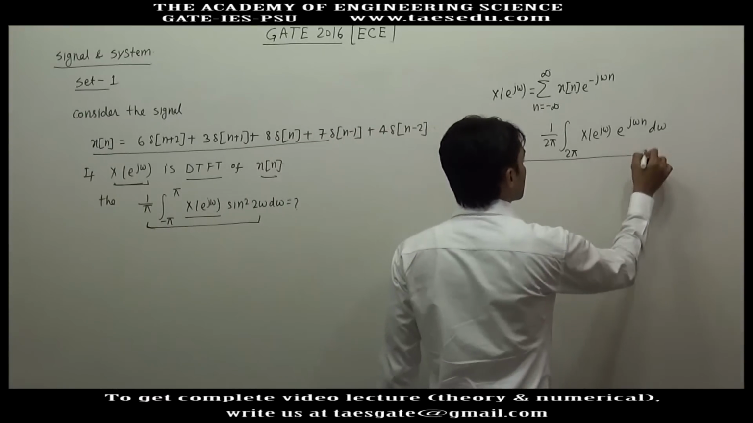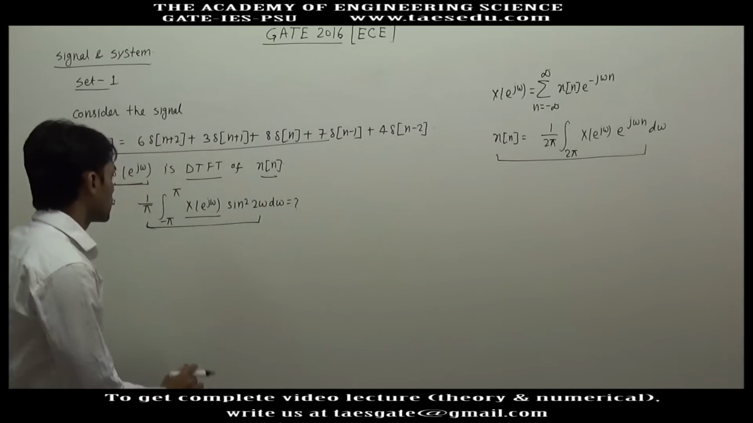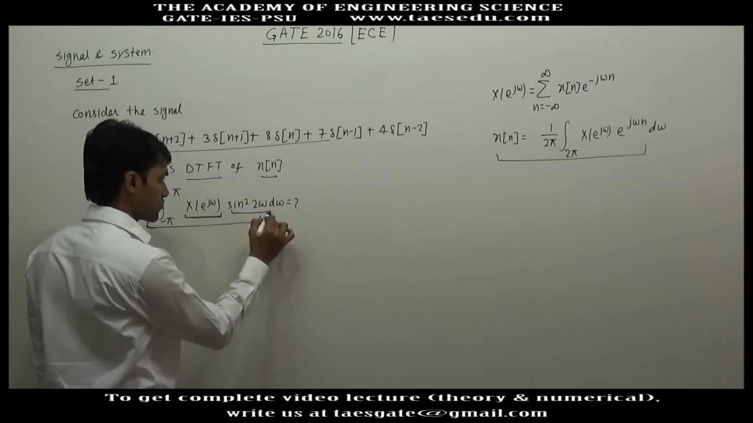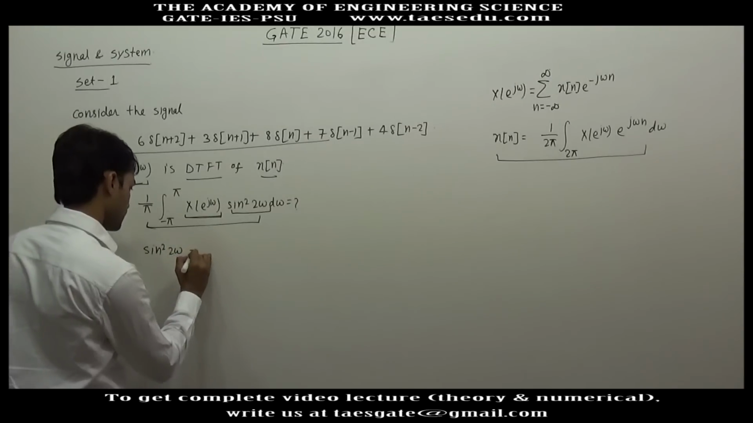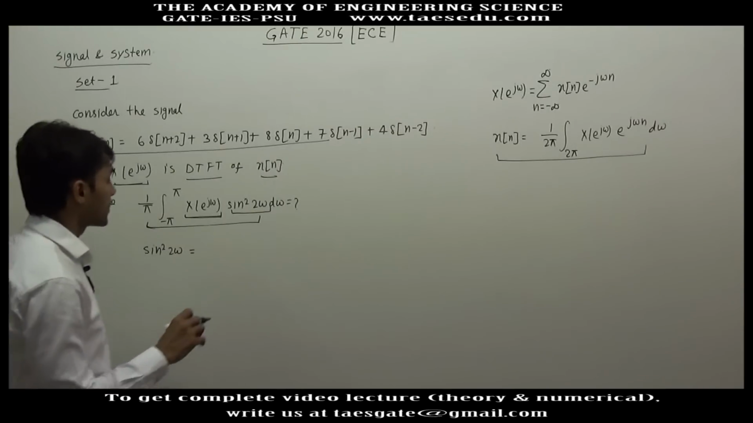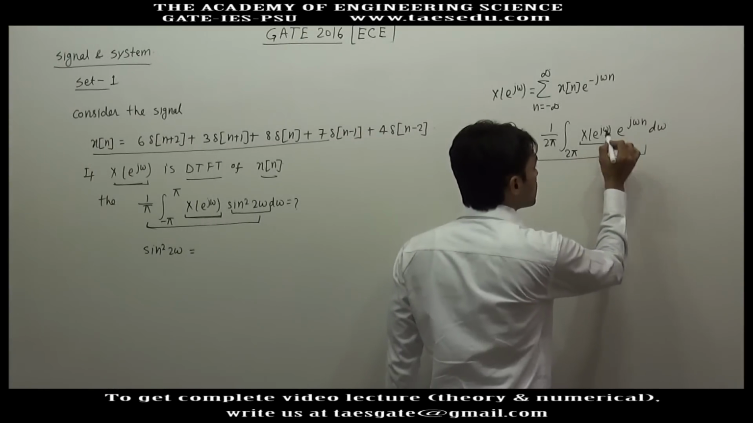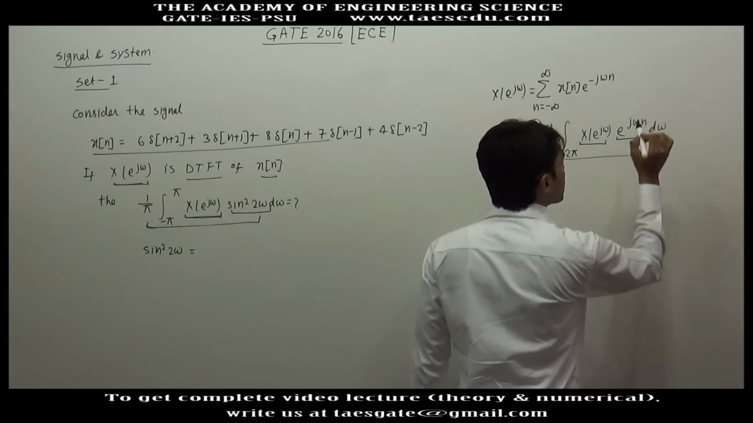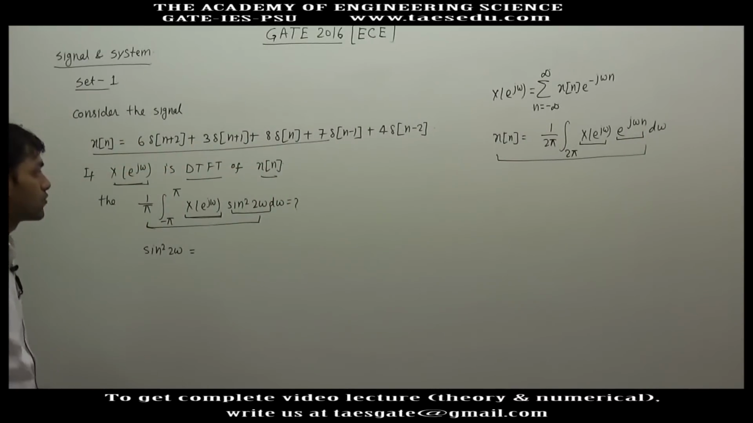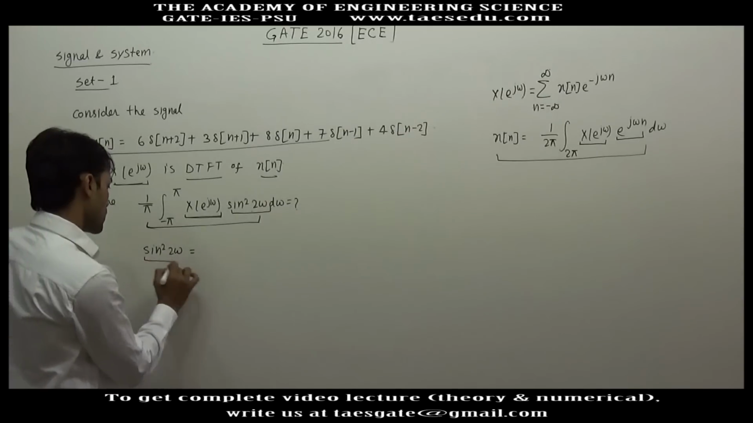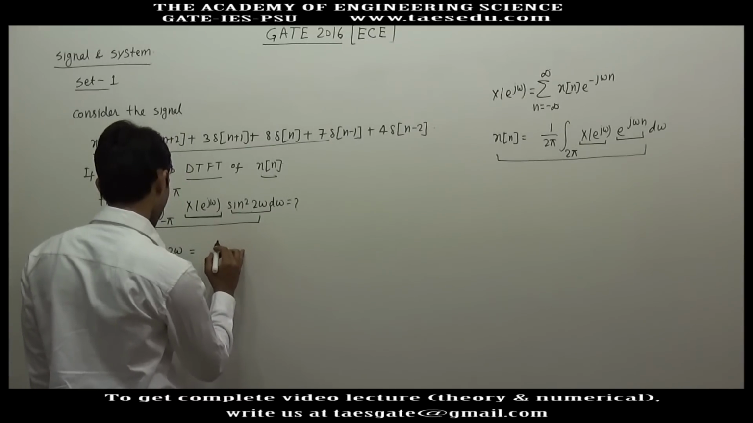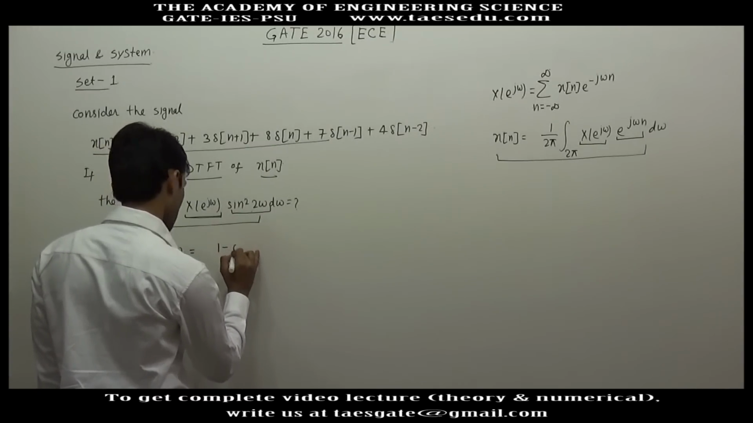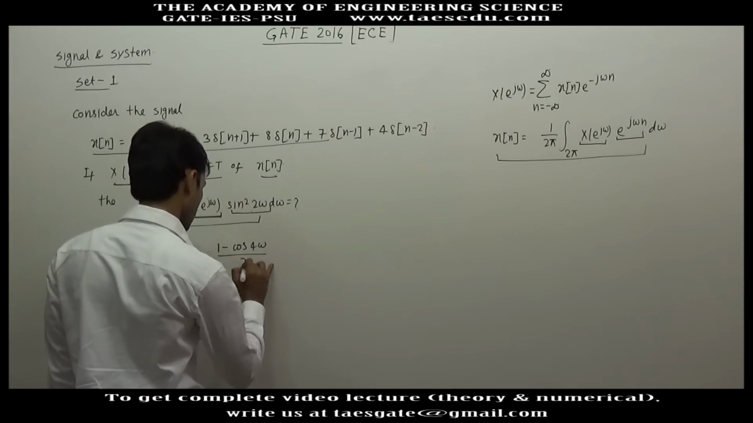So you have to find the integration in terms of X(e to power j omega), so we will use this formula. In the integration with X(e to power j omega), sin square 2 omega is multiplied, and in the multiplication with X(e to power j omega) we have e to power j omega n. So we have to relate sin square 2 omega with e to power j omega n. Sin square 2 omega is 1 minus cos 4 omega divided by 2.